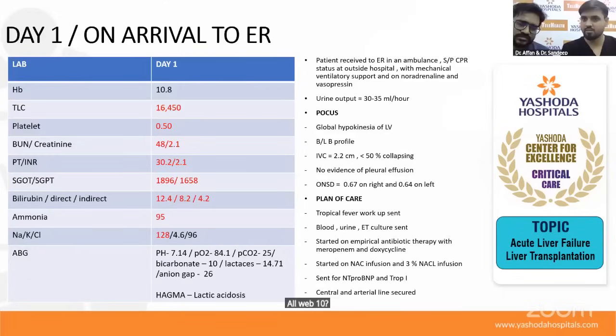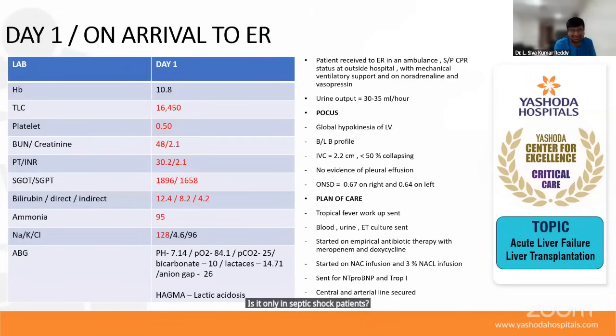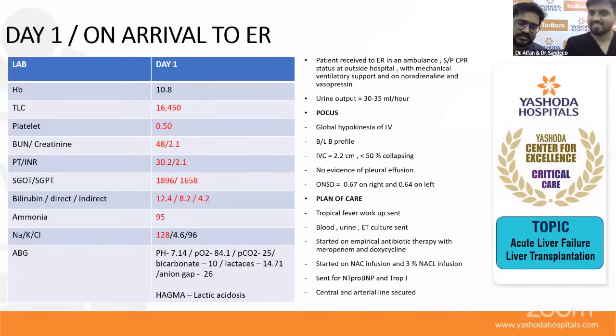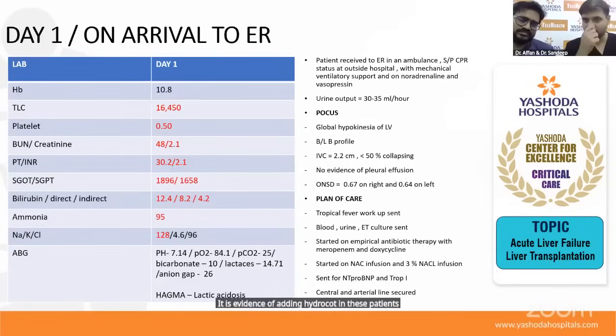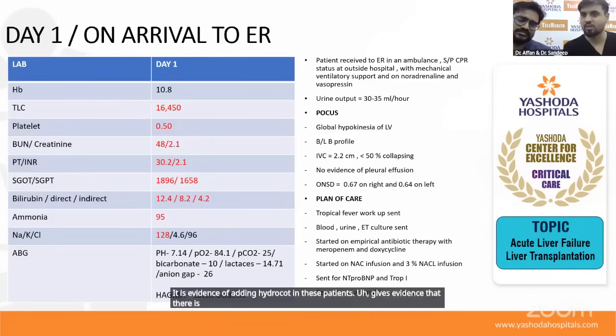Tolvaptan. No. Hydrocort, sir. Hydrocortisone 50 mg IV QID has been in septic shock patients. It is very important. Is it only in septic shock patients? Usually when the dosing goes beyond 0.5 microgram per kg per minute, it is evidence of adding hydrocort in these patients. Gives evidence that there is a resolution of shock earlier when compared to patients which are not on hydrocort.